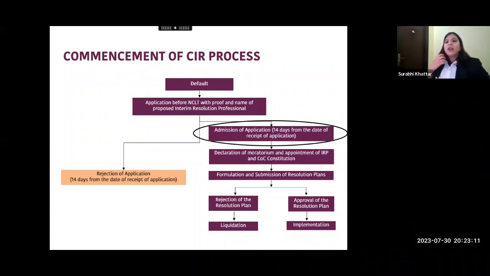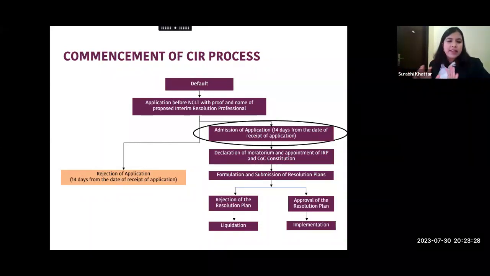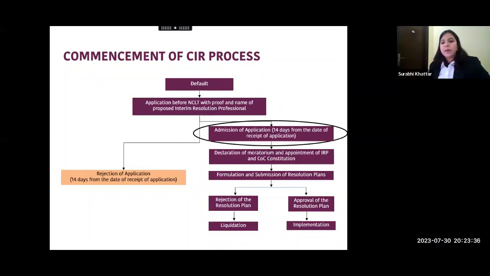The purpose of moratorium is essentially to ensure that there are no conflicting judgments or conflicting orders or conflicting remedies being exercised when the corporate debtor is being sought to be resolved. And in order to ensure that there is an orderly resolution and creditors are not individually enforcing their remedies during the time when the CIRP is being conducted.